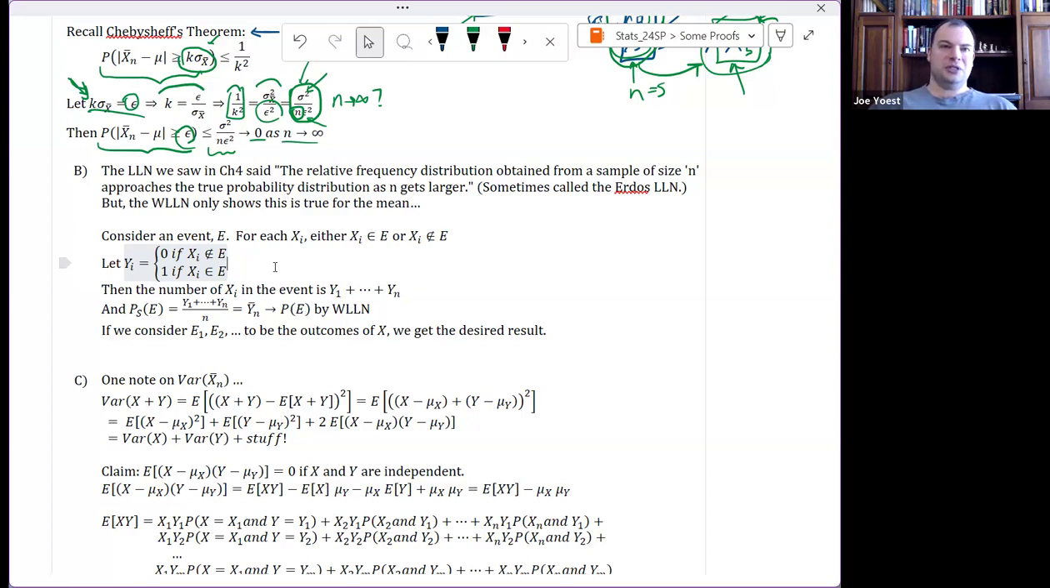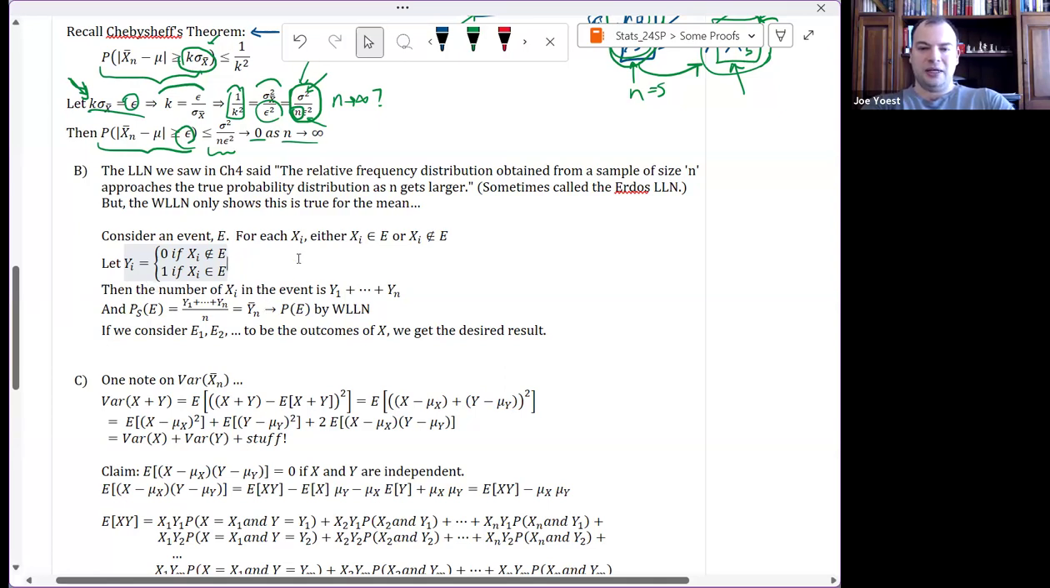Maybe the second draw that I pick, x2, is like 5'8". Y2 then would be 0 because that 5'8" person is not in the event taller than 6 feet tall, and so on. So we could go down each of our xi's. We can look at a certain event and ask, is that xi in the event or not? If it is in the event, we give it a 1 for the yi. If it's not in the event, we give it a 0 for the yi.